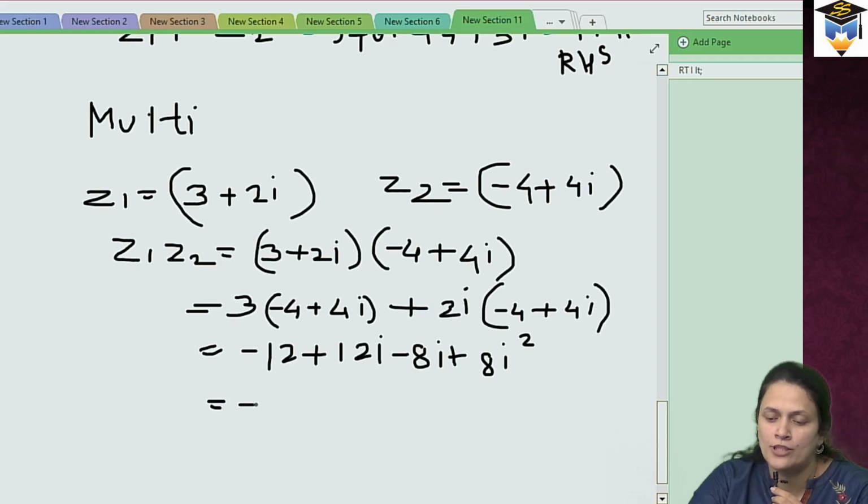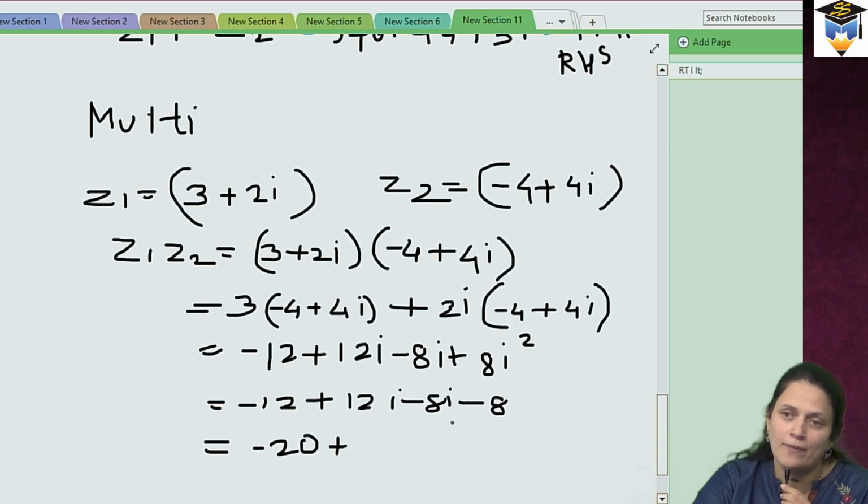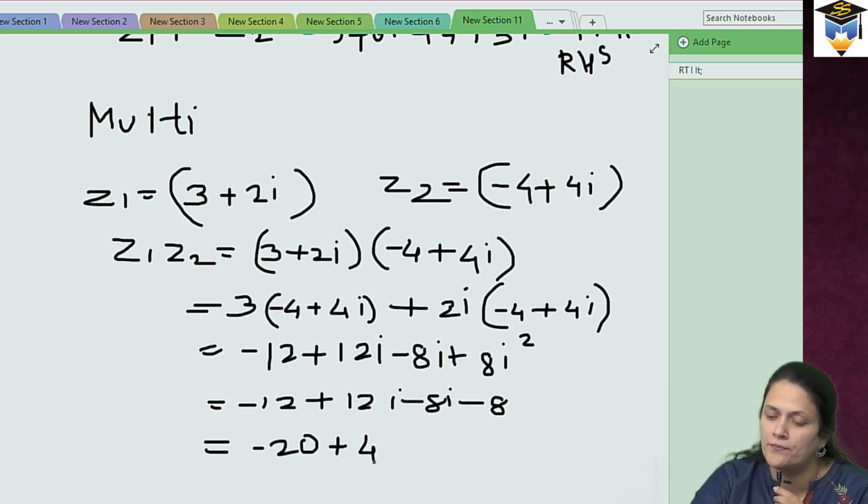So now I'm going to substitute the value. Minus 12 plus 12i minus 8i minus 8. Take real numbers together. So that comes out to be minus 20. Imaginary numbers together, that comes to be 12i minus 8i, that is 4i. So this is our multiplication. Everybody has understood how to do multiplication?